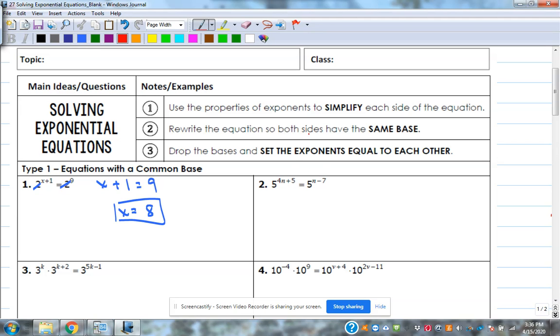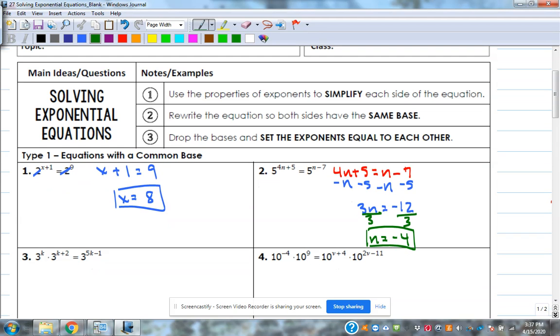Number 2 is a similar situation. You got 5 as the base on each side. There's nothing I can do on either side to simplify anything, so I'm just going to drop the 5's and get 4n plus 5 is equal to n minus 7. I'm going to solve that equation for n. So I would subtract n and subtract 5. So it's going to be 3n is equal to negative 12. And I divide by 3. n is equal to negative 4.